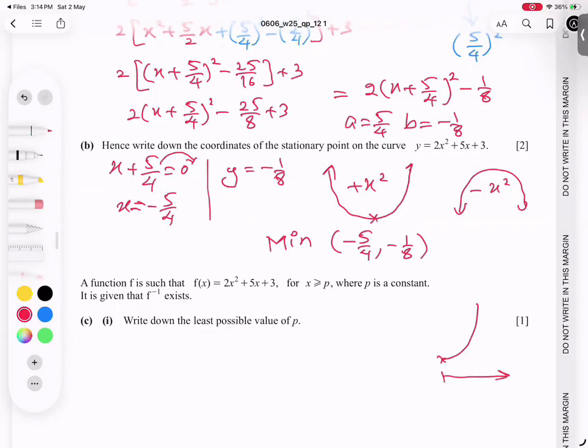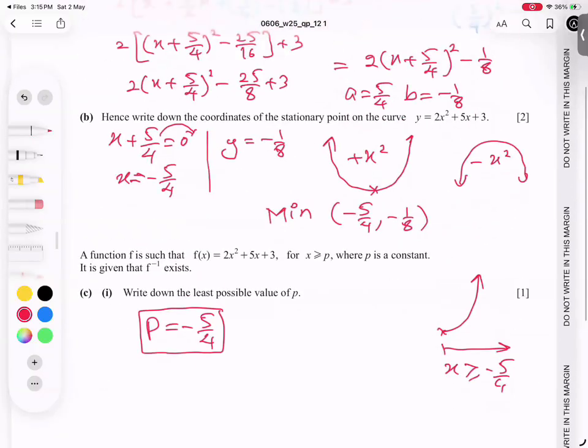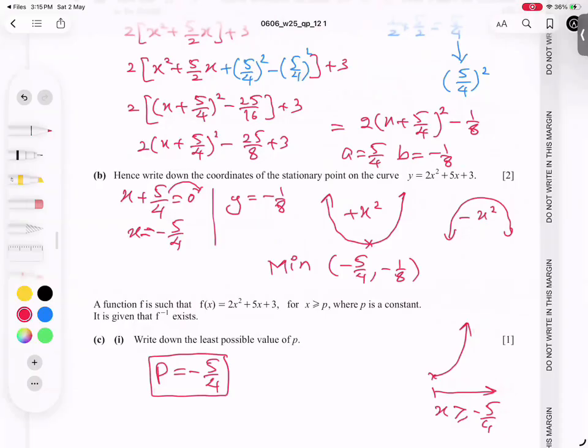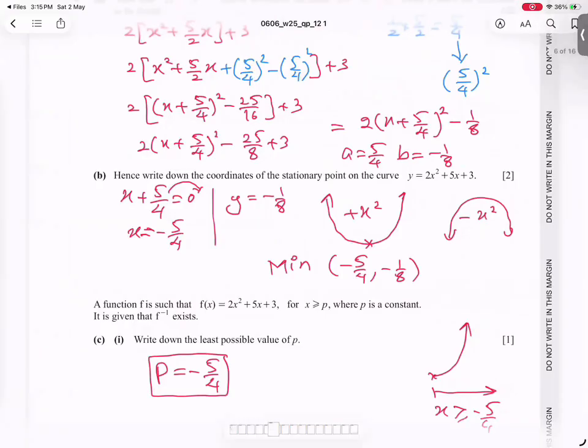And what is this x value? This x value is negative 5 over 4. So it means x value more than negative 5 over 4. If I sketch it, I have one part of the curve, not both parts. And when you have one part of the curve, the inverse exists. The least value of p is this one number, and the remaining higher values are also fine, but the least number is this one. So the p value is negative 5 over 4, and that's it. The question is completely clear and completely done. And what he said further, 1 mark only. Okay, let's go to the next question.